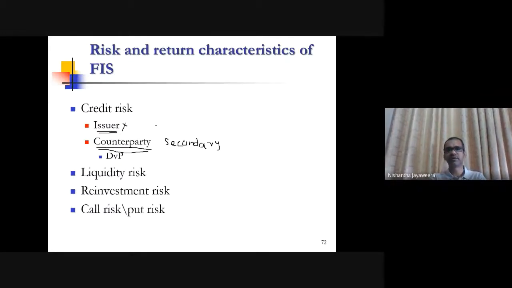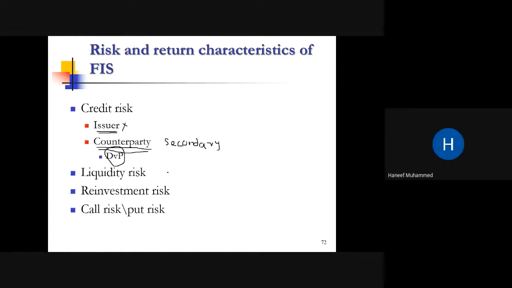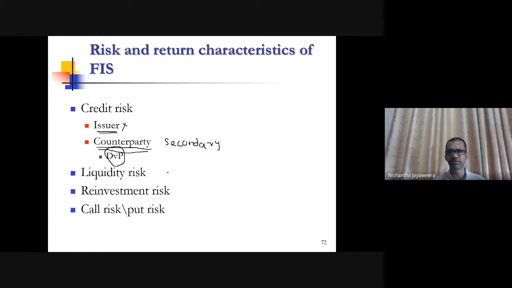One of these counterparties may not honor that. There's that risk. So the buyer may not pay cash, or the seller may not deliver bonds. That is the counterparty risk. But to minimize that, in most bond markets, the concept of delivery versus payment is used. What is delivery versus payment? Cash flow and the security movement.